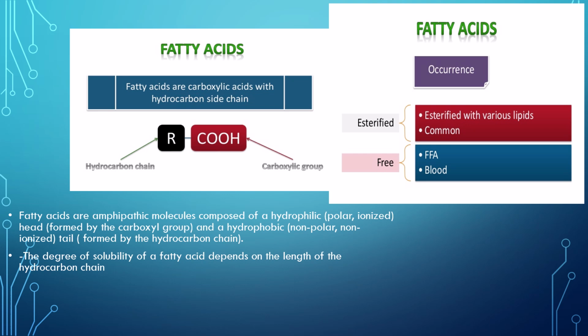Fatty acids generally occur in two forms. One is in the esterified form, second is in the free form. So the esterified form is the most common form, and in this it is esterified with various other lipids. Then the free form is present in the blood in abundance.